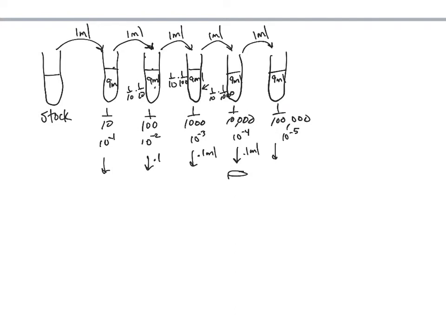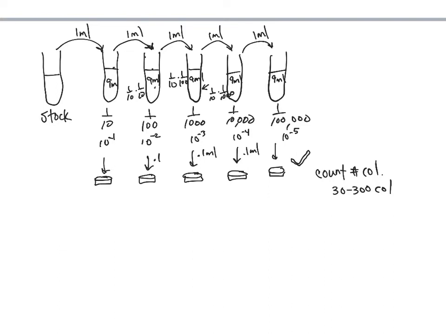And with that, spread plate technique using a glass hockey stick, very technical term, on our tryptic soy agar. Okay, spread that around, incubate, and then count the number of colonies that grow up the next day. All right, we're looking for, remember, a countable range between 30 and 300 colonies.